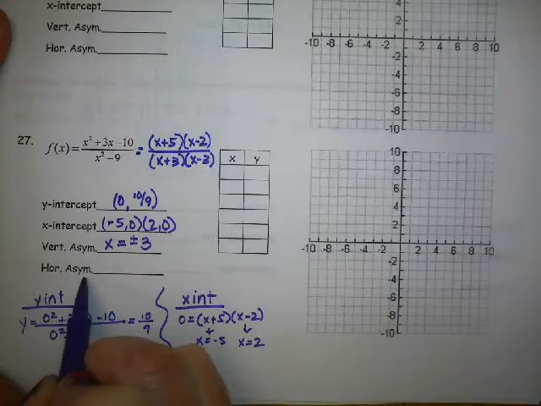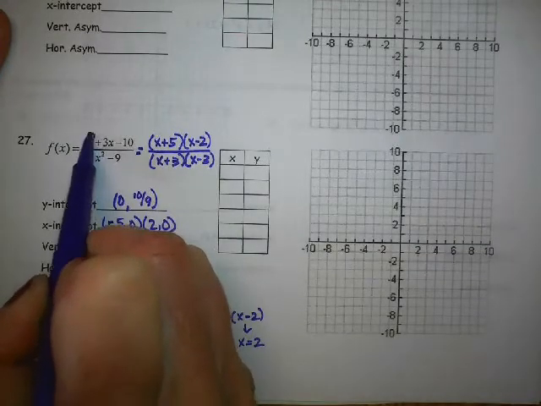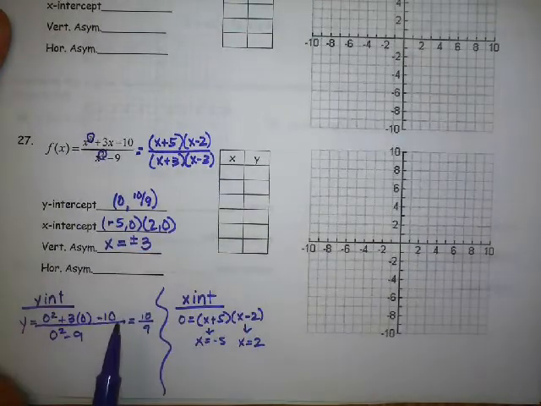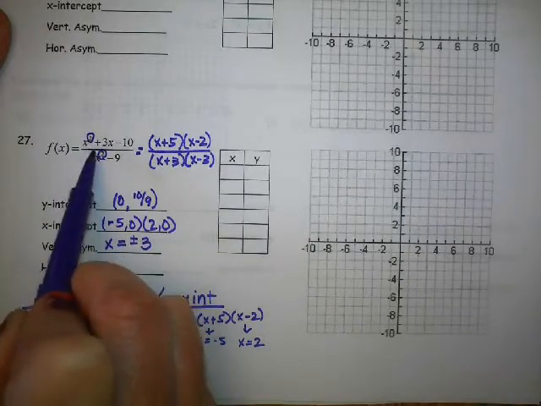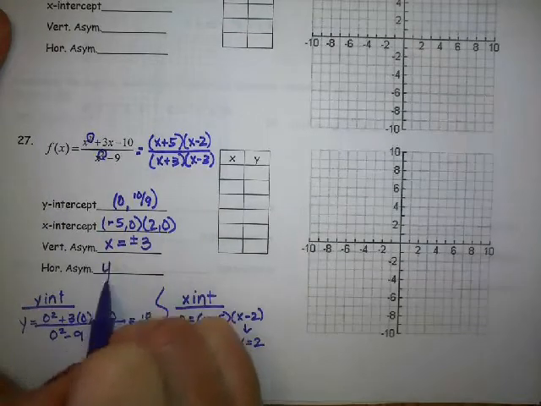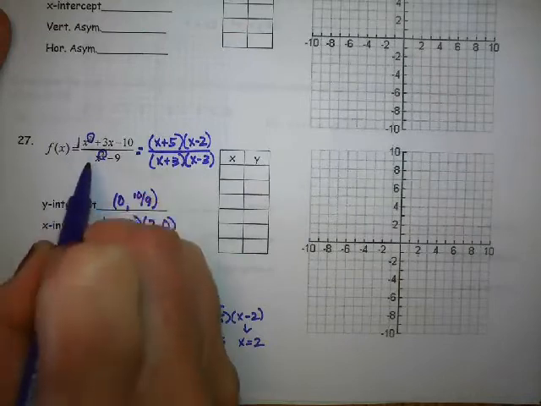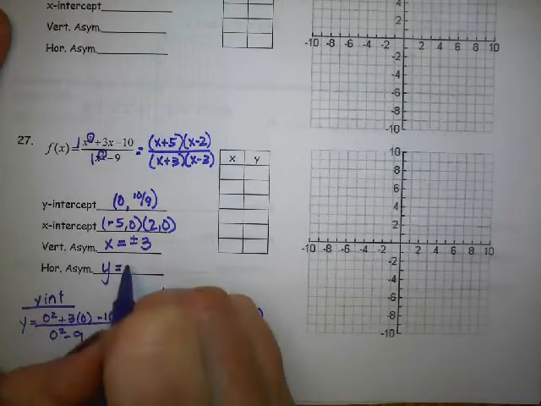For the horizontal asymptote, this is where we look at the degree of the numerator and the degree of the denominator. In this case, they're both the same. When they're both the same, it is y equals the leading coefficient over the leading coefficient, so y equals 1.